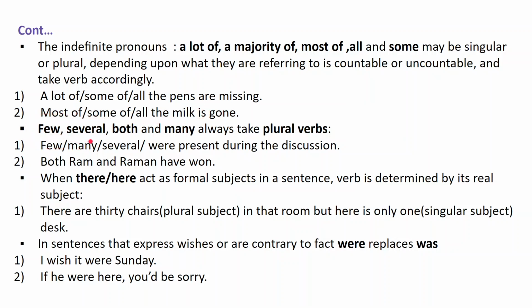Next, few, several, both, many always take plural verbs. Few, many, several were present during the discussion. Here are some other examples. When here and there act as formal subjects in a sentence, the verb is determined by its real subject. For example, there are 30 chairs. This is a plural subject. In that room, there is only one singular subject, desk. So the verb will be used accordingly.